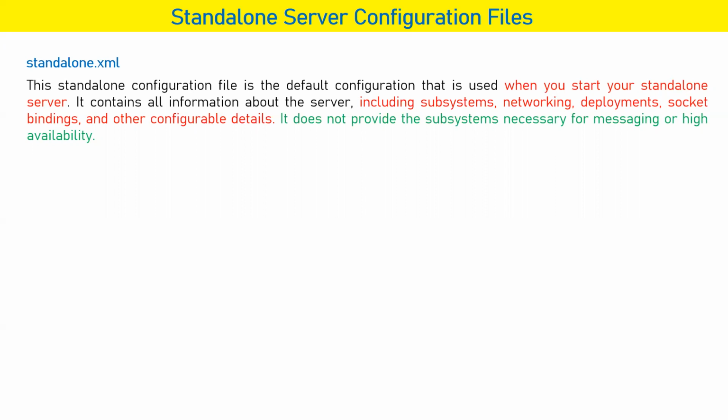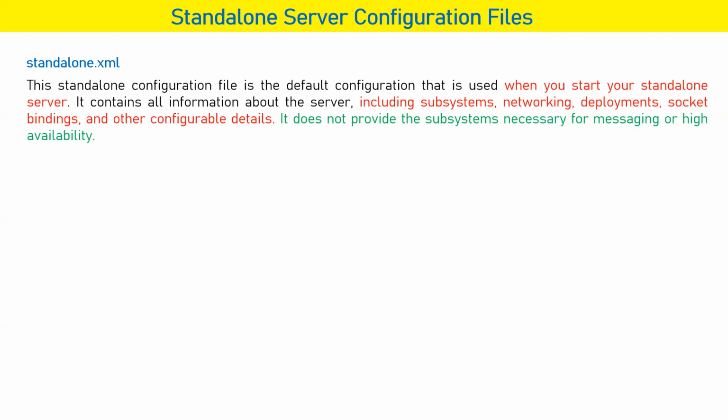Okay, and it does not provide a subsystem necessary for messaging or high availability. As I said, there are different kinds of profiles available in JBoss, and it depends on which kind of profile you are going to enable for your JBoss instance, then the functionality will be enabled, right? So when you start your standalone server with the help of the default script, which is called standalone.sh or .bat in your Windows, okay, then it will use the standalone.xml file by default.